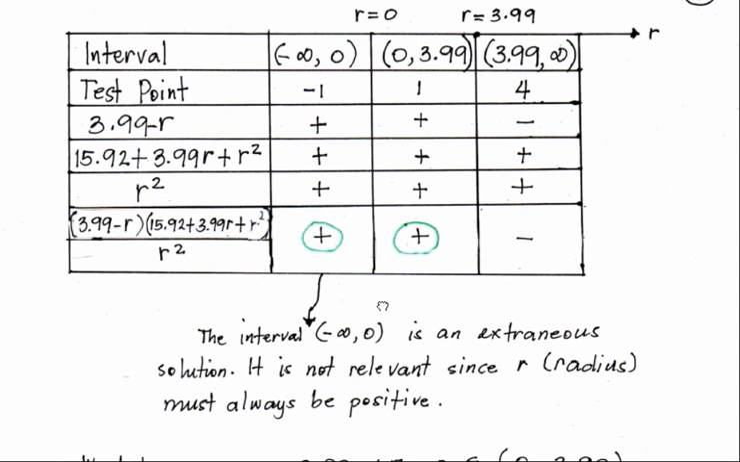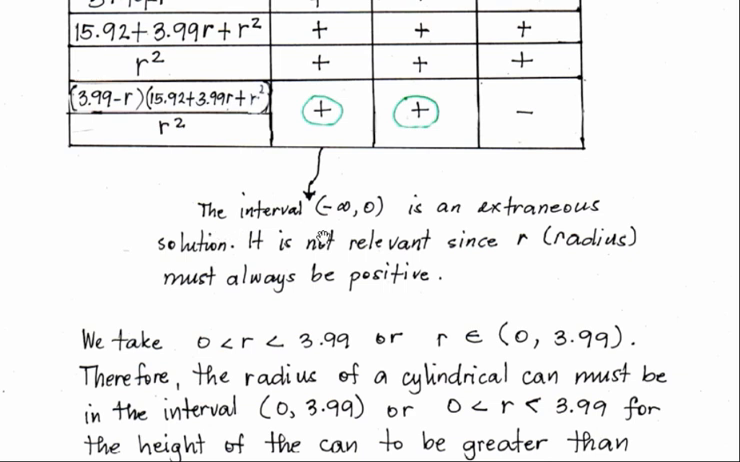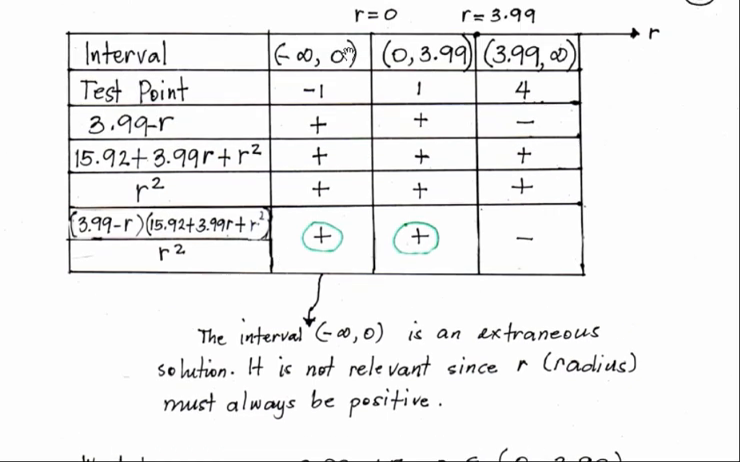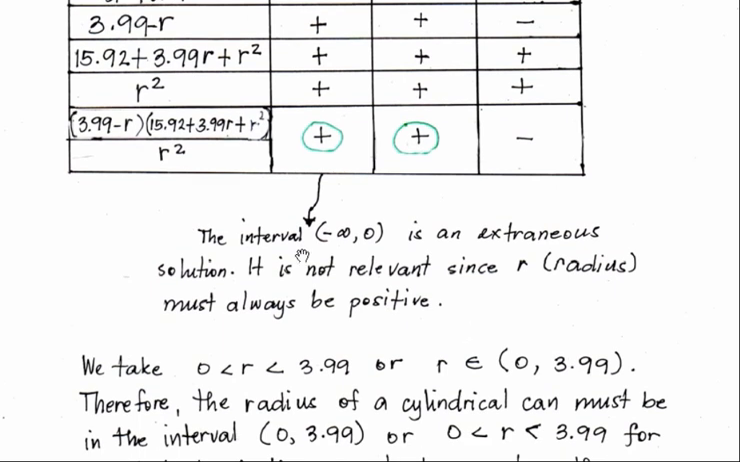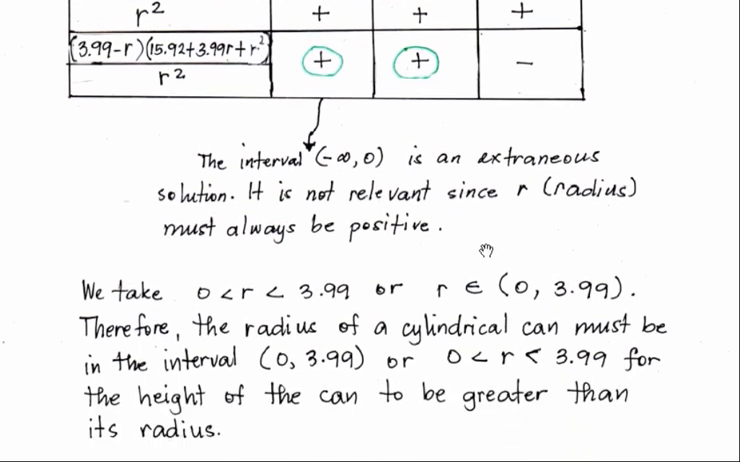Between this, take note, there's a note here with an arrow. This particular interval is an extraneous solution. Why? Of course, we're dealing with negatives here for r, the radius. And take note, we are dealing with positive, tangible quantities, say radius, height, in this particular problem. So meaning, it must be positive. Negative value is nonsense or irrelevant. Okay. So r is always positive.